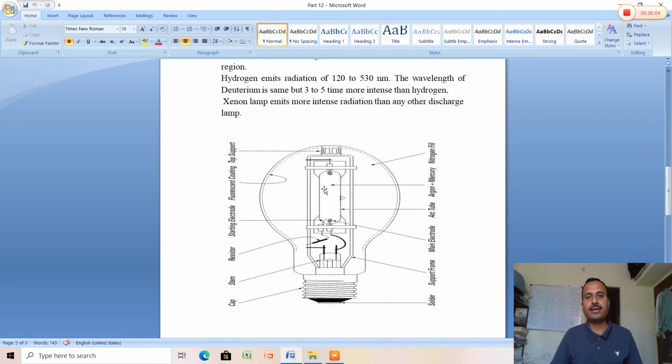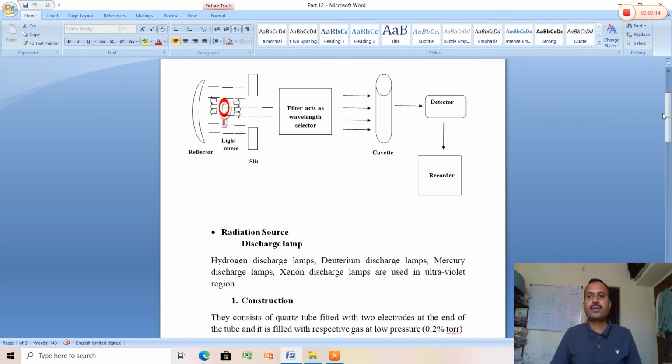Now, what should be the ideal radiation source? What should be the characteristics or properties of a light source? First, the light source should be stable. Second, it must supply continuous radiation. And third, it must produce a sufficient amount of intensity so that the transmitted radiation can be detected, that is, an intensity with the help of which we can easily capture the transmitted radiation intensity.